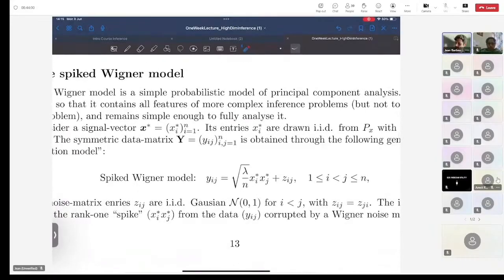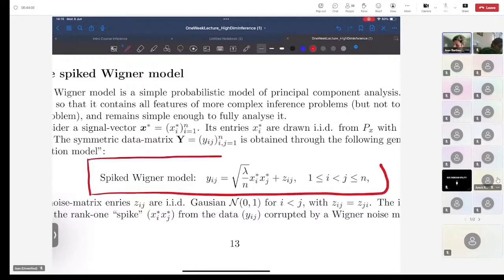So here is the Spike-Wigner model. Memorize it, put it in your head, because for the next 4 days, you're going to study it in very much detail. Okay? So this is an inference problem where now the data, Y, is a matrix of size n by n. It's a symmetric matrix. The signal, the unknown parameters to recover, is this x star. It's a vector of dimension n.